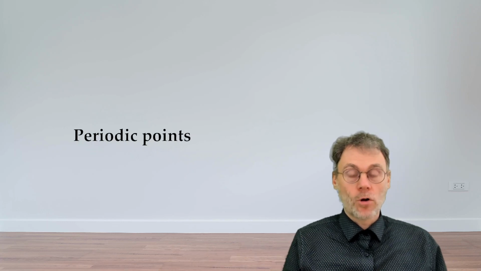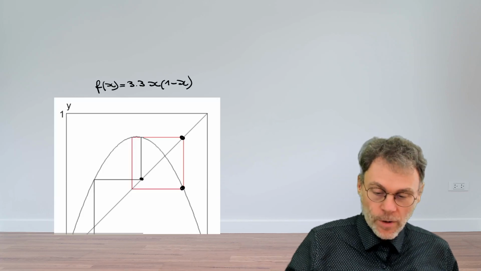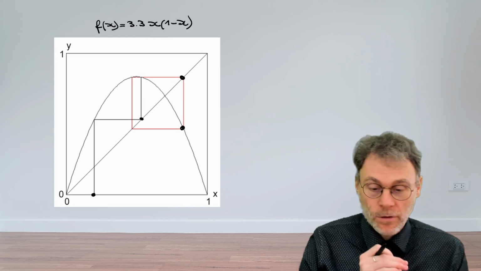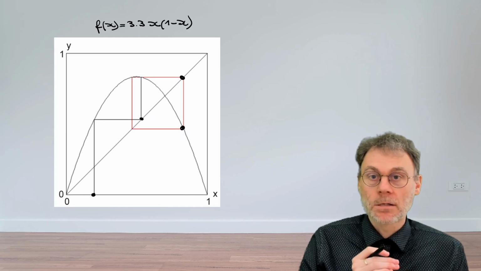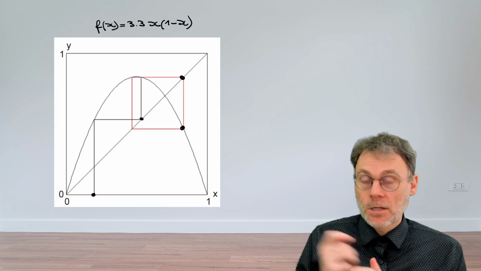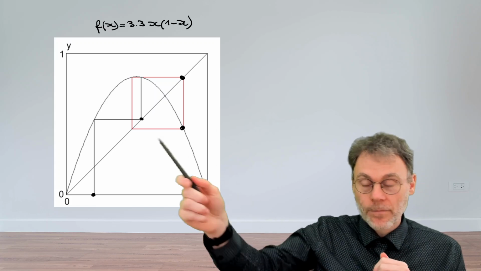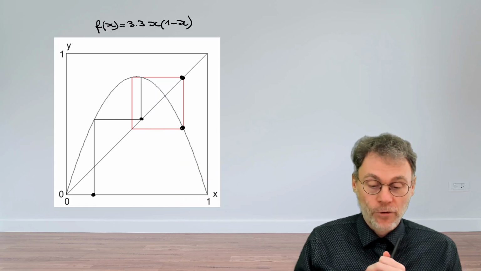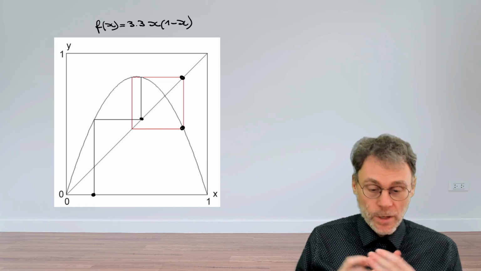I brought a fun little cobweb diagram today, which is of the following function. f(x) = 3.3x(1 − x). So it's very similar to the logistic growth that we studied earlier, but with a factor 3.3 in front. Okay, so let's see what happens.